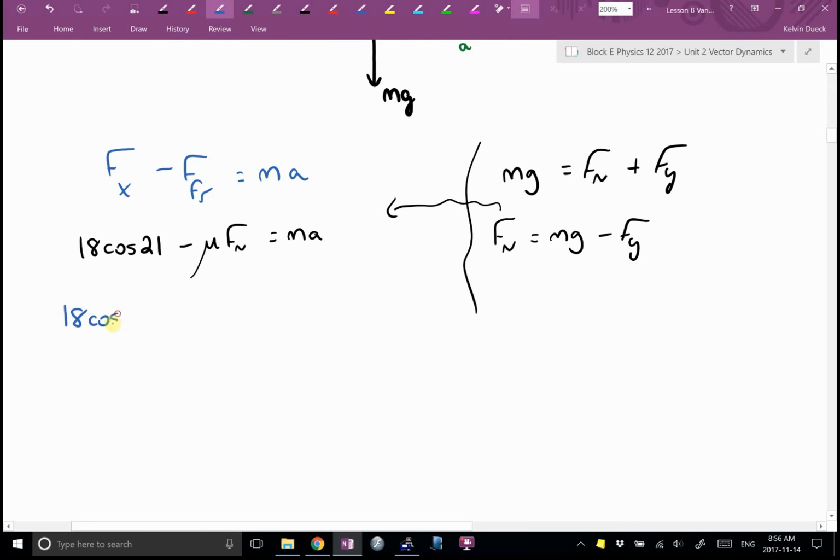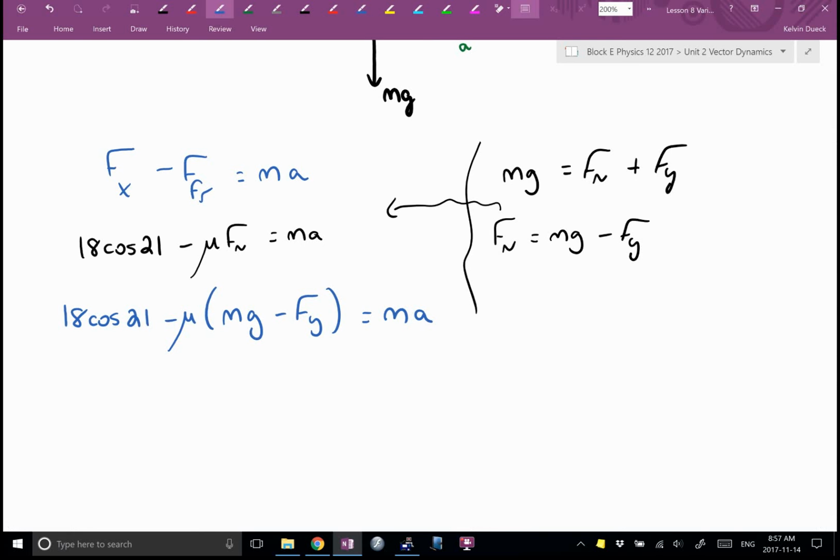So now I'm going to end up with 18 cos 21 minus mu, and then in brackets, mg minus Fy, that equals ma. And Pauline, you don't have to do this algebraically. You could crunch this and get a number and just move it over. But I'm showing you for what it's worth. If you're like me, a nerd, and you like to do these all in one fell swoop at the end, it's doable. Because how would I get the a by itself? Divided by m. Oh, I got Fy.